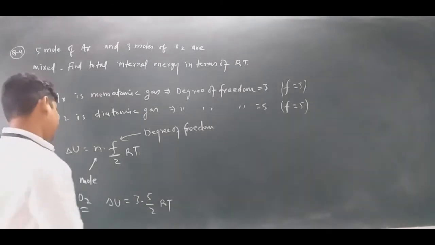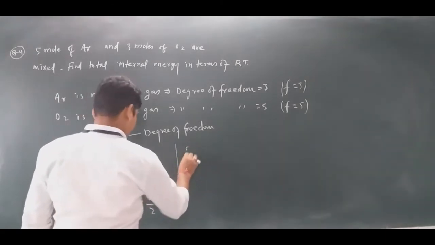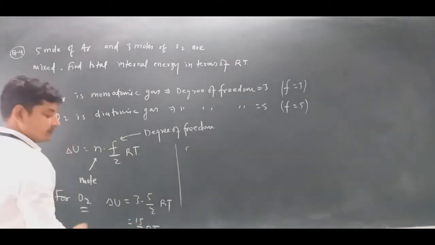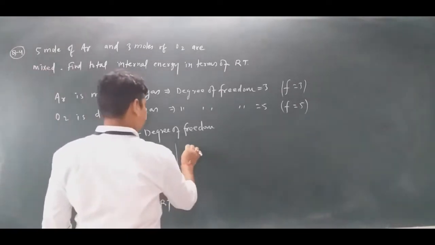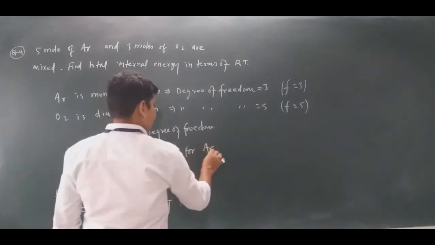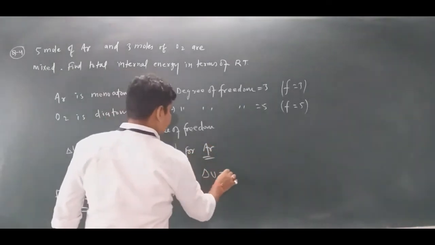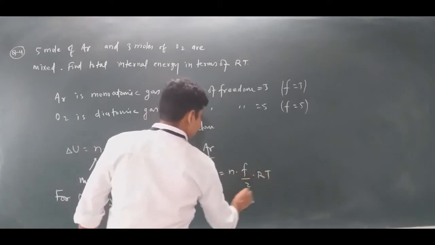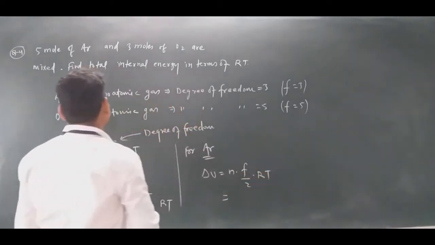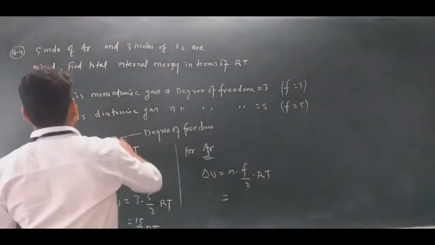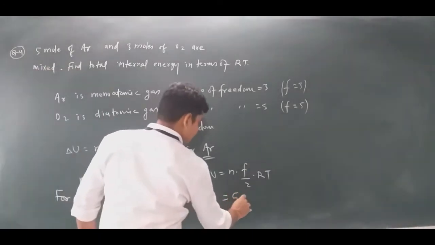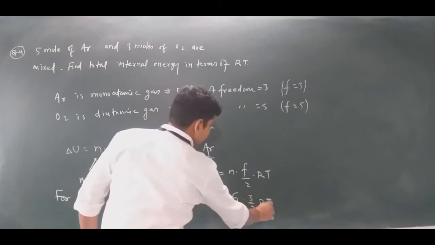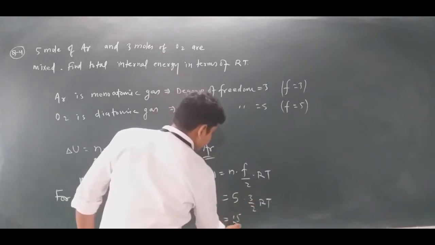Okay. And so this is basically 15 by 2 RT. And for argon, internal energy is... What is N? How many moles of argon are there? 5 moles. How many degrees of freedom? 3. So this is again 15 by 2 RT.